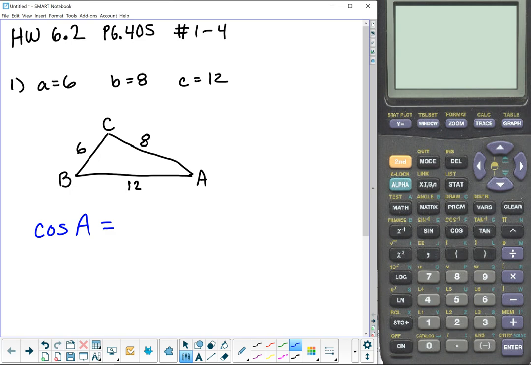But cosine of A is equal to, and because we have A, we're going to be using B and C. So B is 8, so it'd be 8 squared plus C, which is 12 squared. And then it's going to be minus the A, which is opposite of angle A, so minus 6 squared. On the bottom, it's going to be 2, and then it's going to be the 8 and the 12 again. So it's the B and the C.